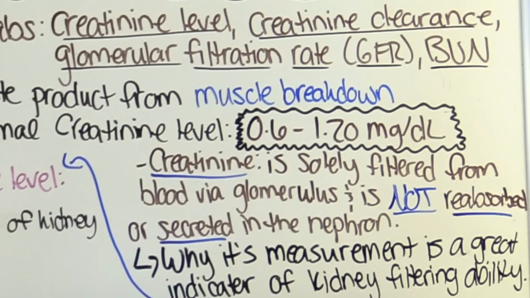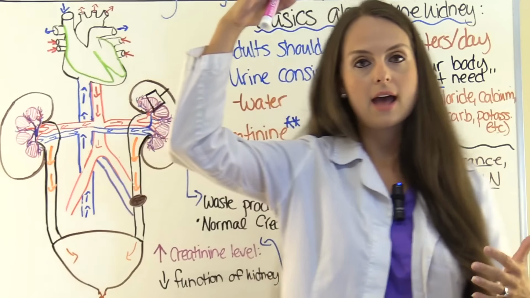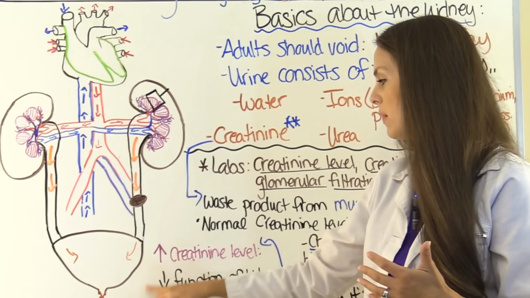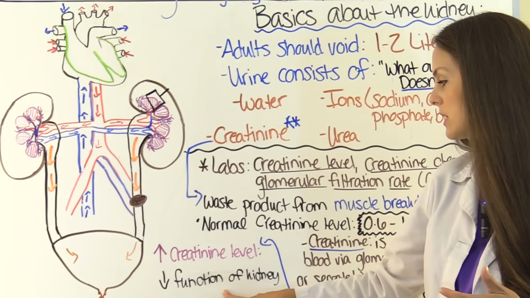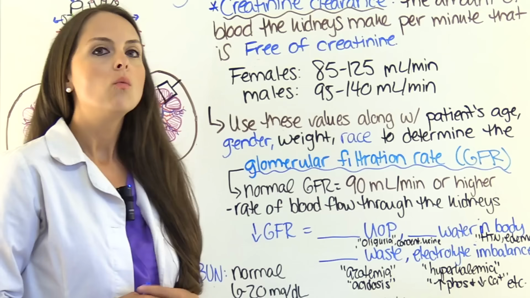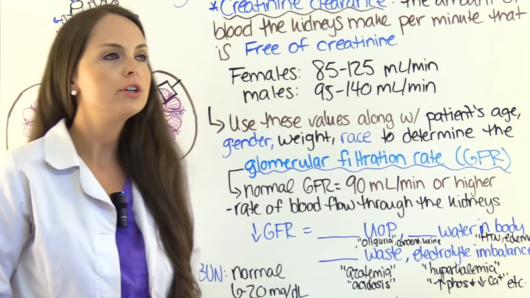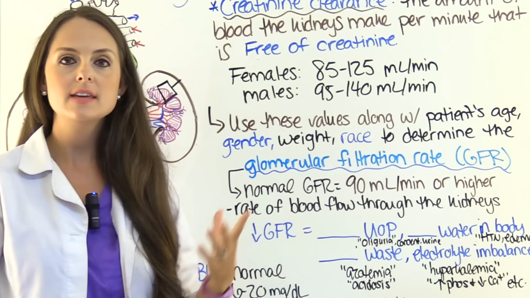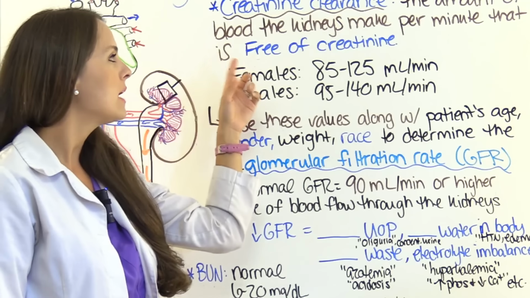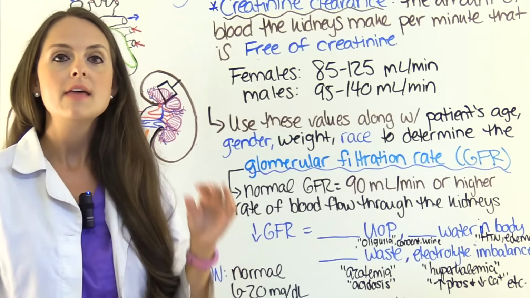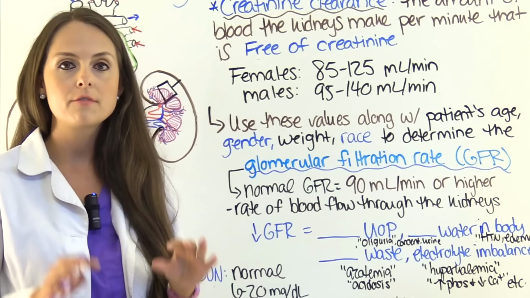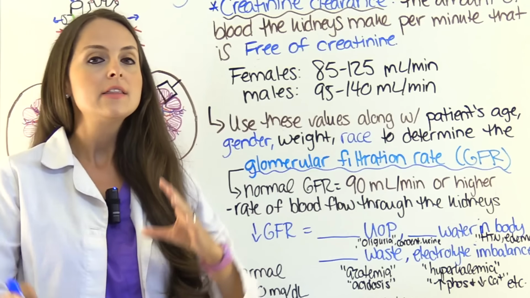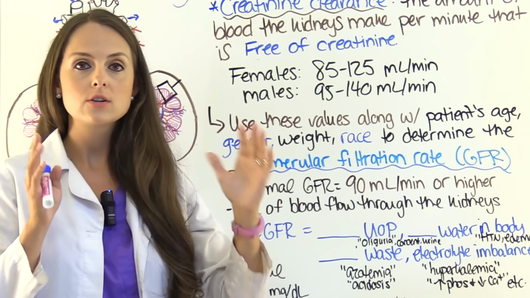So we can measure how much creatinine is in the blood. And if we have too much creatinine in the blood, we know that we have decreased functioning of our kidney, which is why we can also look at what is called the creatinine clearance level. And this is the amount of blood the kidneys make per minute that should be free of creatinine. And the values differ based on gender.